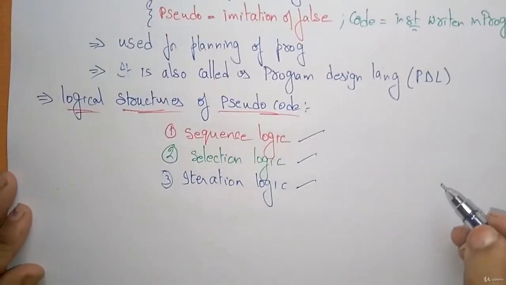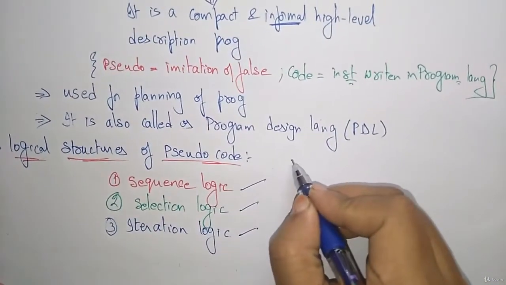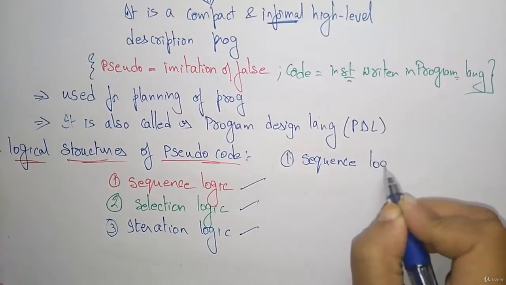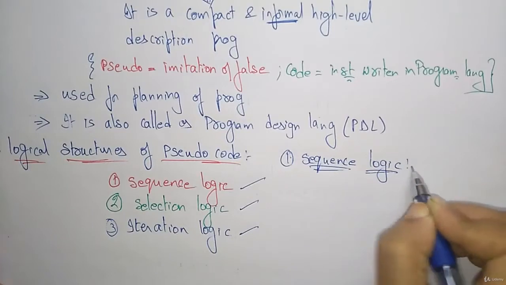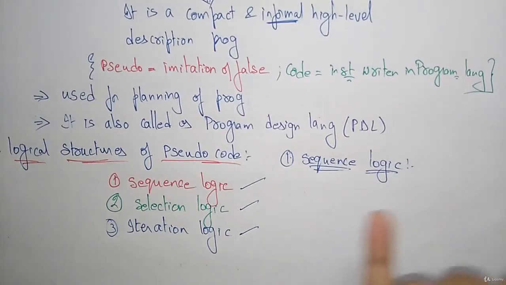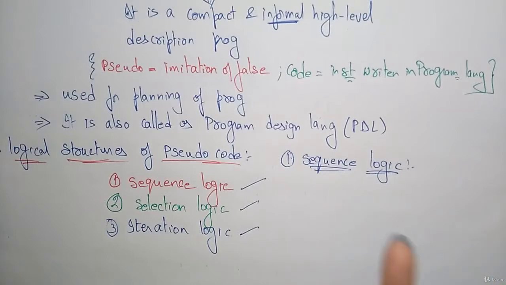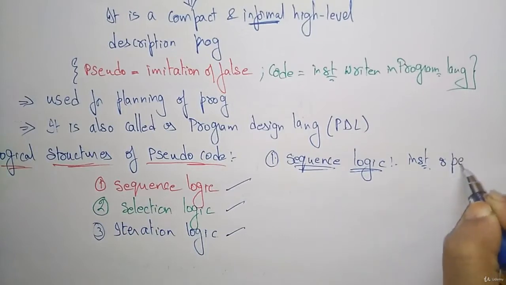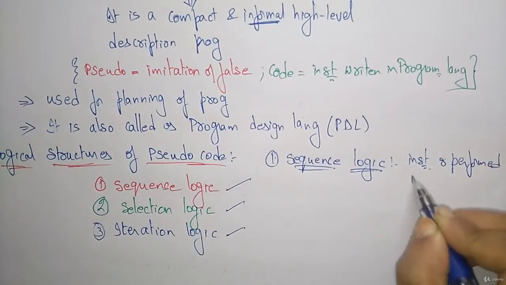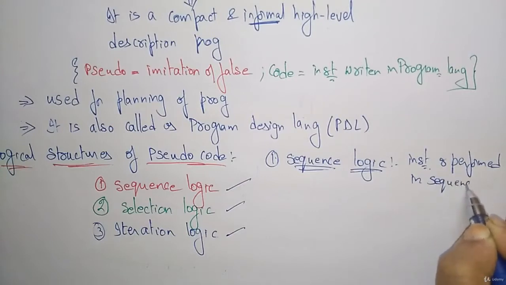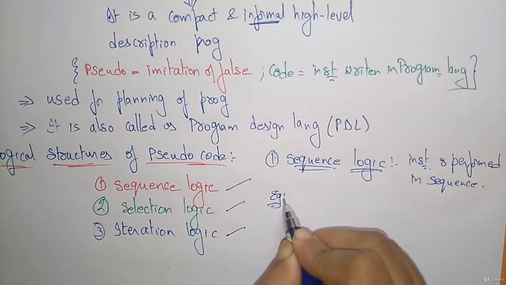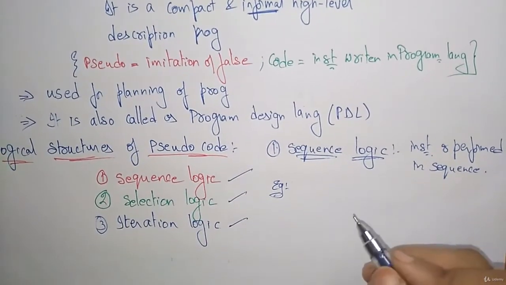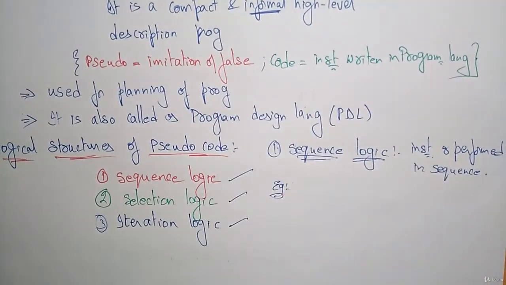First, what is sequence logic? The name itself indicates it's sequence. It is used to perform instructions in a sequence. The instructions are performed in sequence. Let us see the example of how the sequence logic is represented, that is, how the pseudocode is represented in the form of sequence logic. The instructions are represented in the form of a sequence.